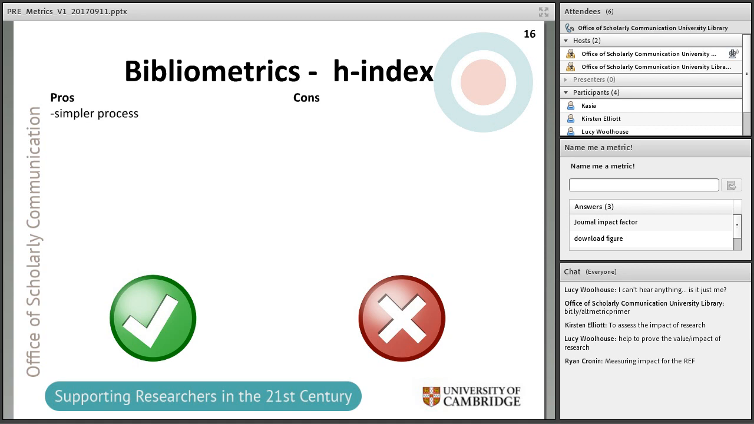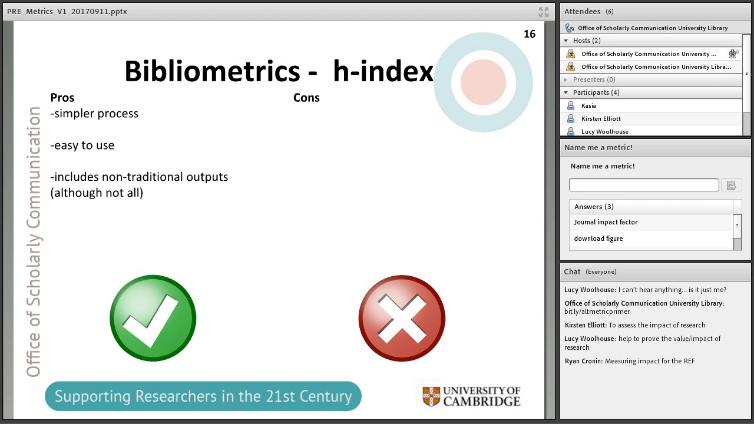So, pros and cons of the H-index. Well, it's quite a simple process. Hopefully you can all go away and work it out now without the aid of Google Scholar telling you in the right-hand corner. It's quite easy to use, hopefully easy to explain.